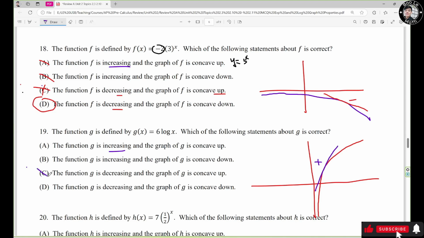So we need to eliminate C and D. Now the graph of g is concave down, right? This is concave up, so it's wrong, right? The answer choice must be B.